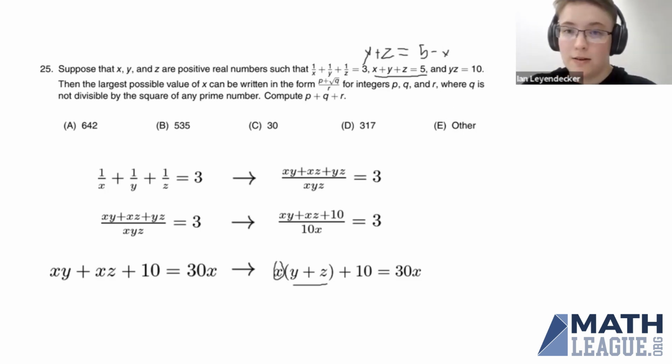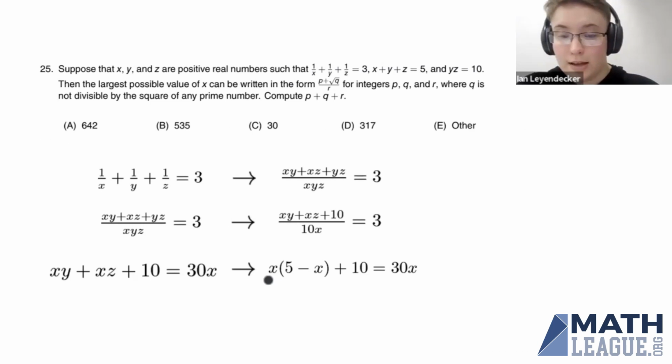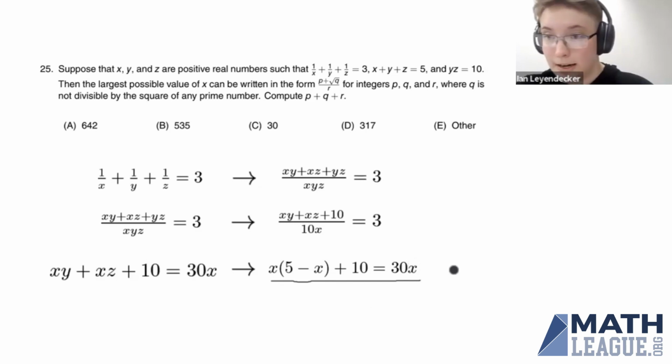And we should notice that if we substitute 5 minus x for y plus z, we're going to have an equation with only x as the variable, which is good for us because we want to solve for the largest possible value of x. That's what we're searching for in the problem statement. So getting rid of the values of y and z is going to make that a lot easier. By making that substitution, we end up with this equation right here: x(5 - x) + 10 = 30x.